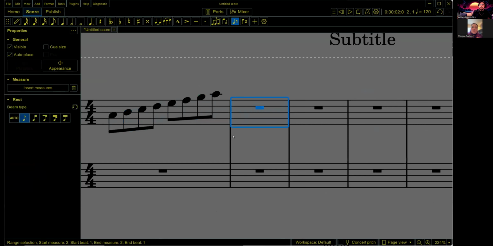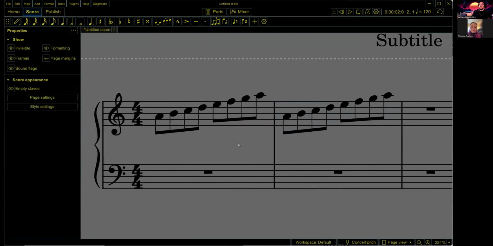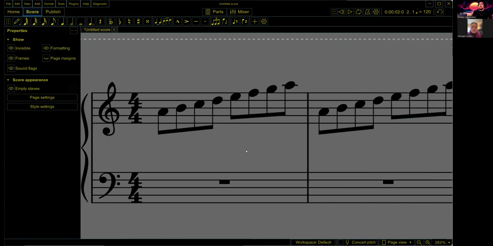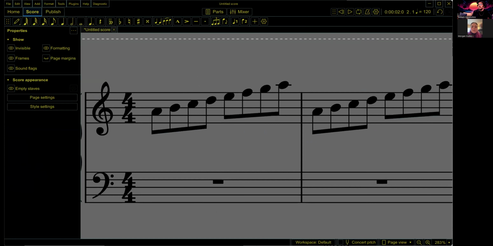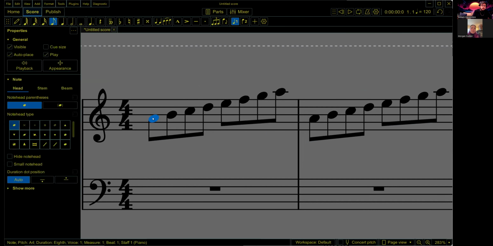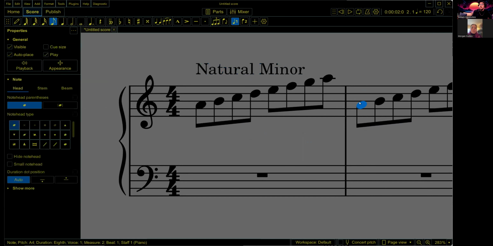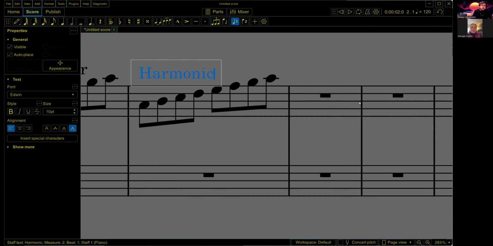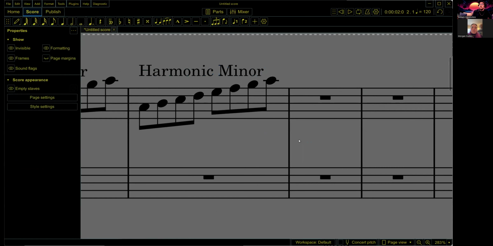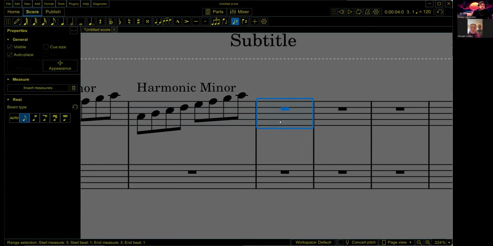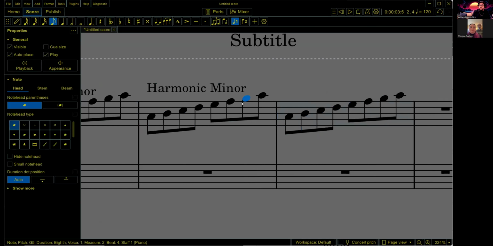Okay, so I like to do it with A minor because it's just so much more obvious when there are no sharps or flats. Right. So yeah, natural minor, and then harmonic minor, and then the last one, melodic minor.